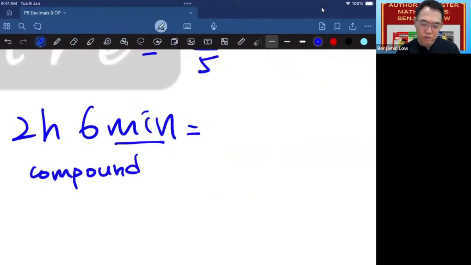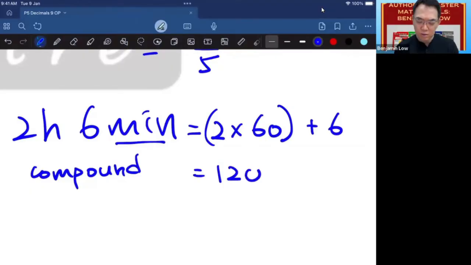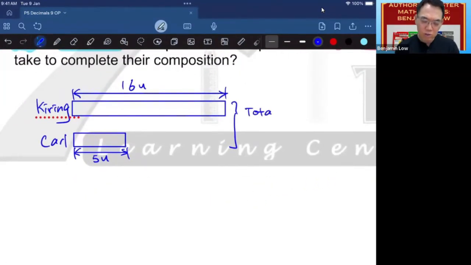Now, just in case you don't know how to do that, what you need to do is take 2 times 60, because 2 is hours, and 1 hour has 60 minutes. So you times 60 to get the number of minutes in 2 hours. Then you add it to the 6 minutes at the back over here. All right, so that's a total of 120 plus 6 to give us 126 minutes. So this 126 minutes would be their total. And this is normally where we put total.